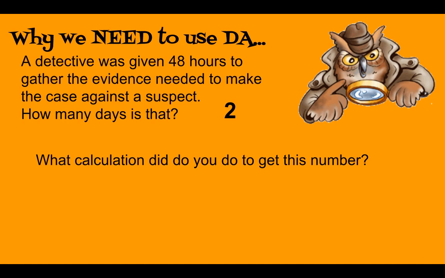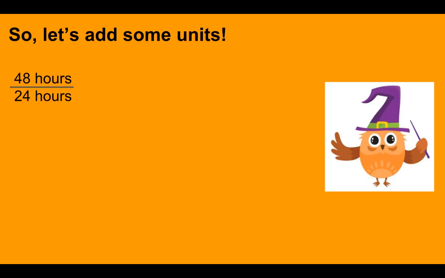And what was that? 48 divided by 24 gives you 2. But the problem is there's no units, and you gotta have units on everything. So let's take a look at units for a second. So we have 48 hours divided by 24 hours. The hours will cancel and we get an answer of 2.